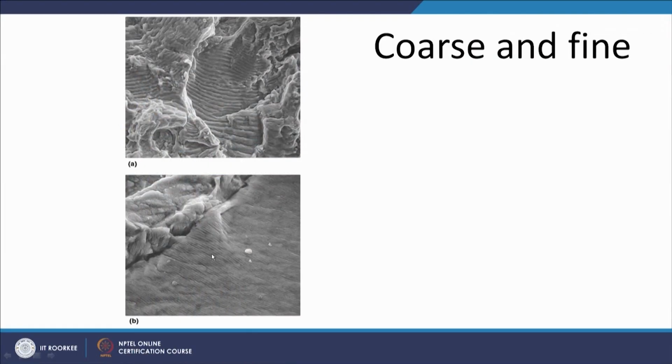These striations can be coarse or fine. Fine striations will indicate that the crack is growing at a lower rate, while coarse striations, meaning wider spacing between the striations, indicate that the crack is growing at a faster rate.